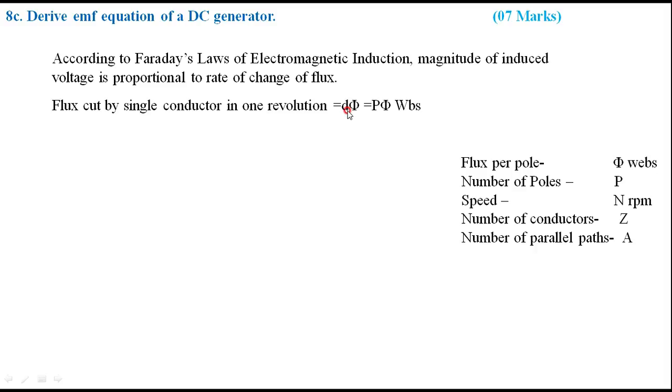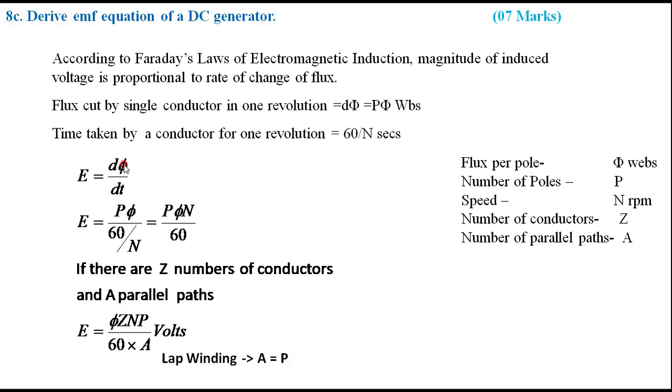If it is rotating through one revolution, there are P number of poles, each pole producing a flux of phi webers. Therefore, the total flux cut is P into phi. Then the time taken for one revolution is 60 by N because the speed is N rpm. Therefore, the voltage E can be calculated as d phi by dt according to Faraday's laws. The d phi here is P phi and the time is 60 by N. After simplification, we get P phi N by 60 as the induced voltage in a single conductor.